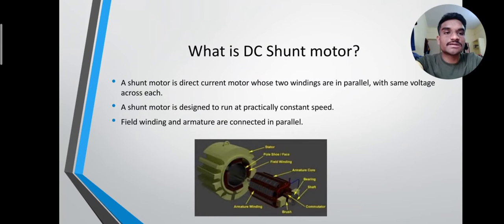What is a DC shunt motor? A shunt motor is a direct current motor whose two windings are in parallel with the same voltage across each. A shunt motor is designed to run at practically constant speed. Field winding and armature are connected in parallel. The working principle of a DC shunt motor: when we supply DC current to it, it converts electrical power into mechanical power. This is the image of a DC shunt motor and its parts.